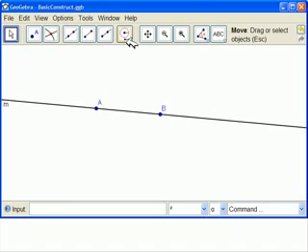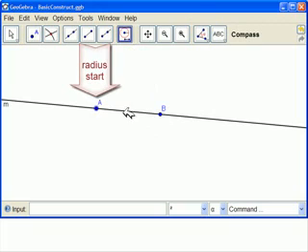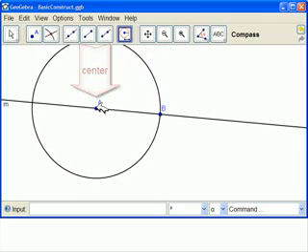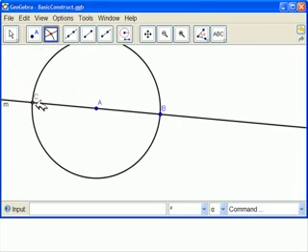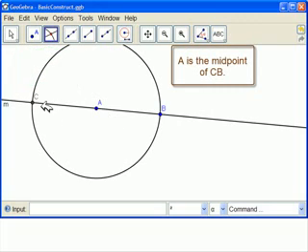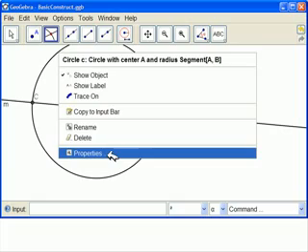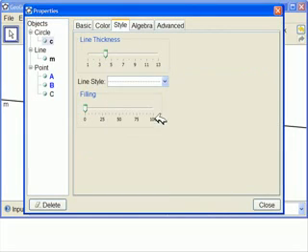So the first thing we do is get our compass tool, and the radius needs to be AB, and the center of the circle needs to be at A, so that when we draw this point here, A is the midpoint of that line segment. Get our intersection tool and mark that point. So A is the midpoint of CB. Let's immediately make this circle lighter so it doesn't bother us. So we go to Style, Dotted and Thinner.